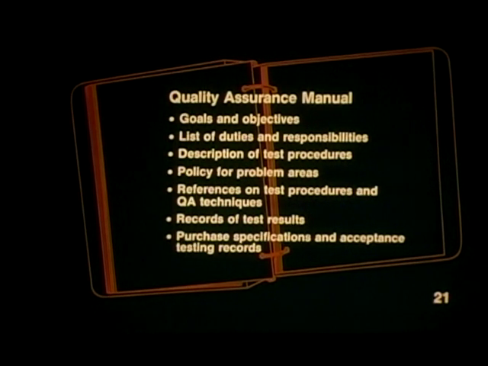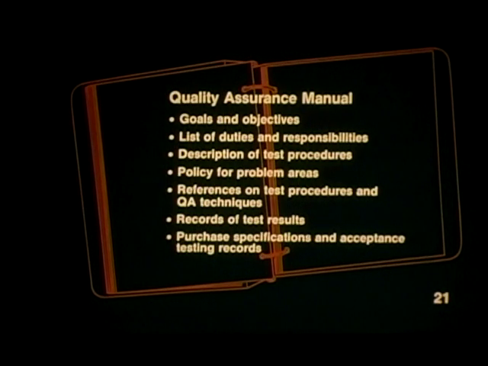Number 21. The Bureau of Radiological Health Publication Quality Assurance Programs for Diagnostic Radiology Facilities recommends that the Quality Assurance Manual include the following items: the goals and objectives of the program, a list of individual duties and responsibilities, a list of tests and the testing schedule, and a description of each test procedure used in the department. Test procedure description should include a list of the test equipment and test specifications.